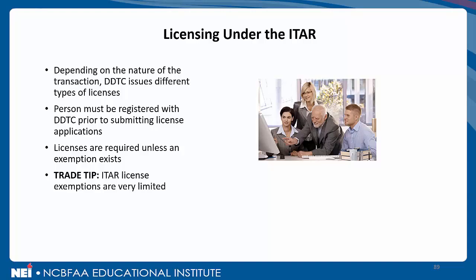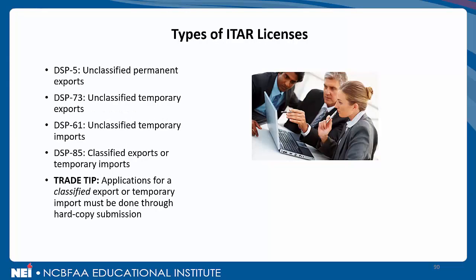Let's say from the get-go, and we'll put it out front as a trade tip, that ITAR license exemptions are very, very limited. All right, let's have a look at the different types of ITAR licenses. We mentioned a few previously. Let's get into some more detail. Well, the big one is a DSP-5. That is for the unclassified permanent export of articles found on the USML.